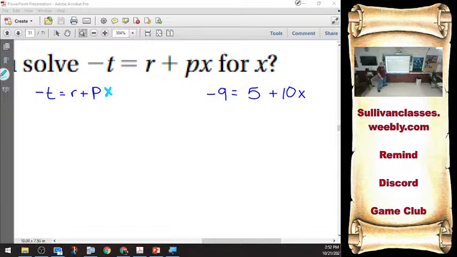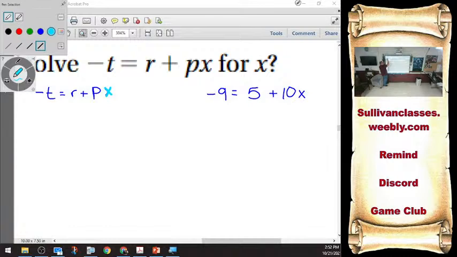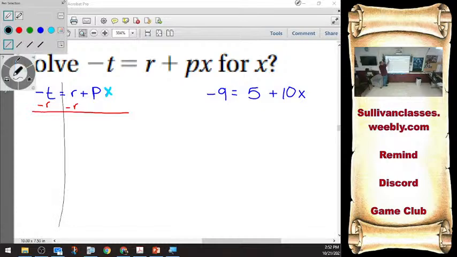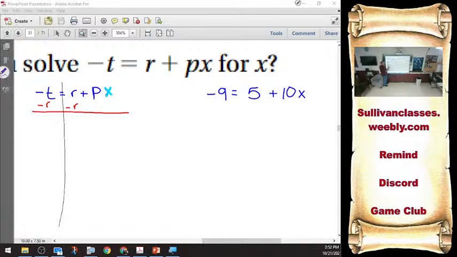No, not right now. I want x by itself. Who's moving? The X, the P and the R. What would I want to move first? I'd want to move the R because it's not attached to the X yet. So, subtract R, subtract R. Now I have, there we go. Are these like terms? Not yet. I mean, they're both variables, but are they like terms?